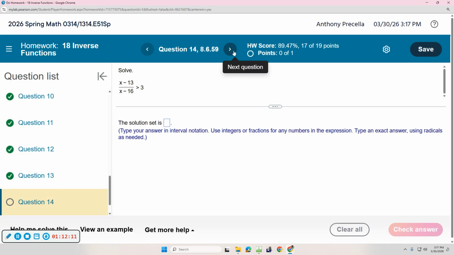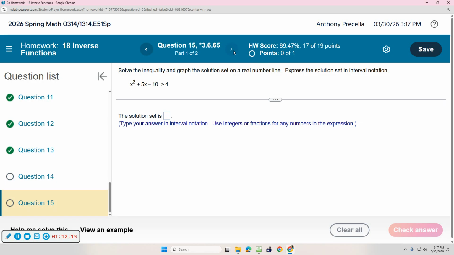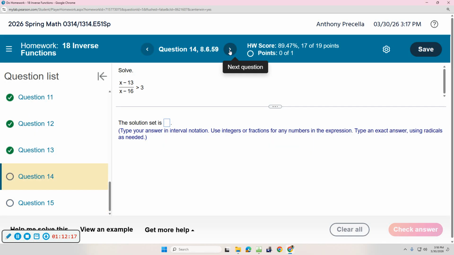Oh, and a cut point problem. 14 and 15 are cut points. You want me to do one of those? Which one you want me to do?